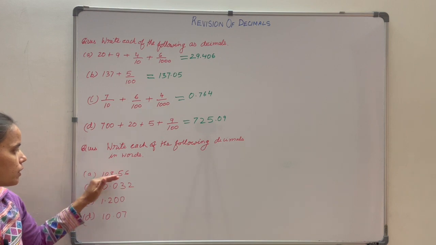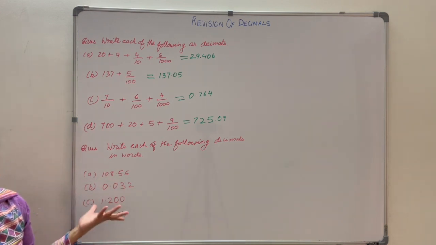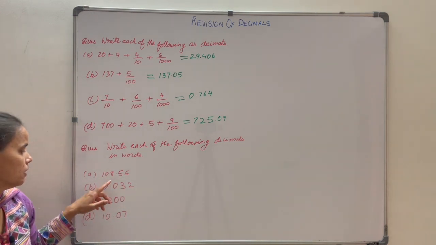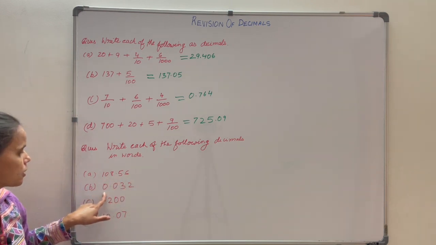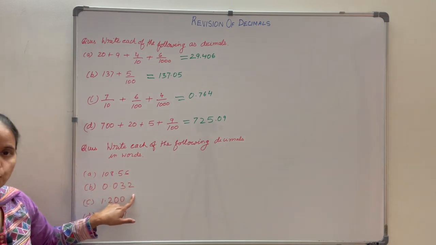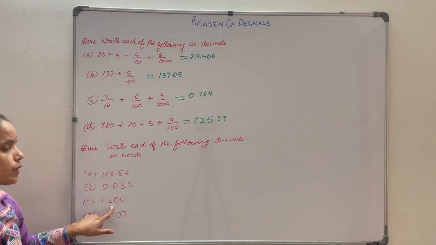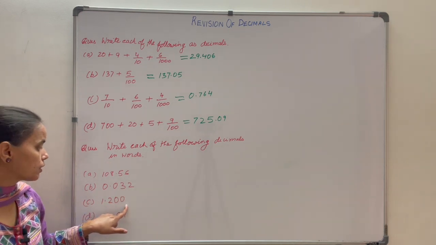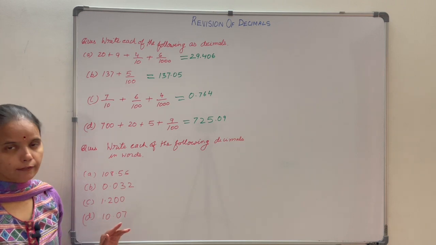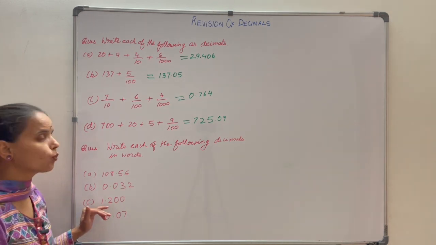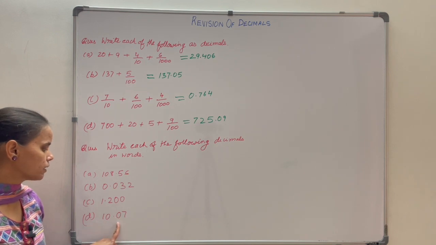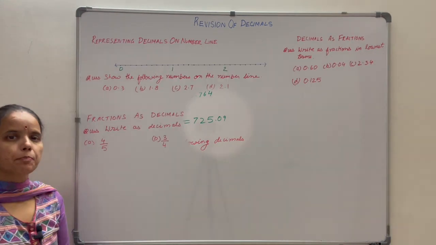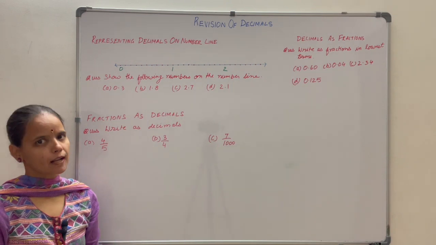You have to write this in words. As you read it, the same way you have to write it. So this is 108.56. This is 0.032. This is 1.2. 0 here has got no significance, so you can just say 1.2. This is 10.07.